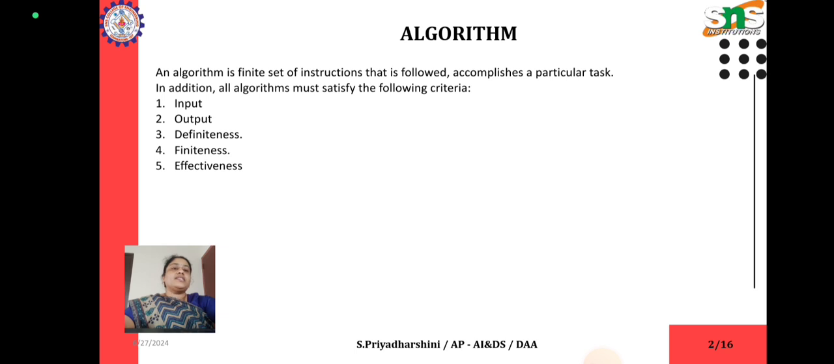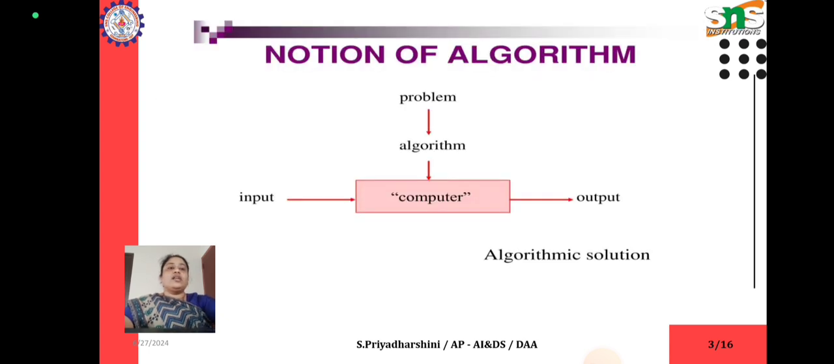Then comes effectiveness. Every step of an algorithm must be sufficiently straightforward to be carried out in finite time using fundamental operations. With the resources at hand, every operation in the algorithm should be doable, and it should also be practicable. So let's see the notion of an algorithm.